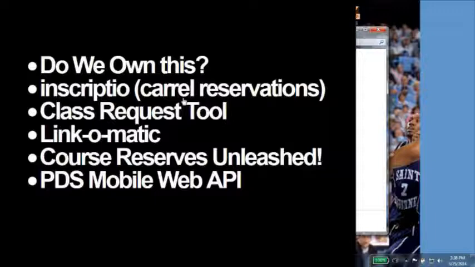Some of the things we have is Do We Own It, which is an app where you can get the ISBN number, like if you're in a bookstore or something, and find out if the library has it. Inscriptio, which is for doing carrel reservations, and that was a cute slide that didn't show up. A class request tool for faculty to make reservations to come into the library for all the incredible materials that the various Harvard libraries have.